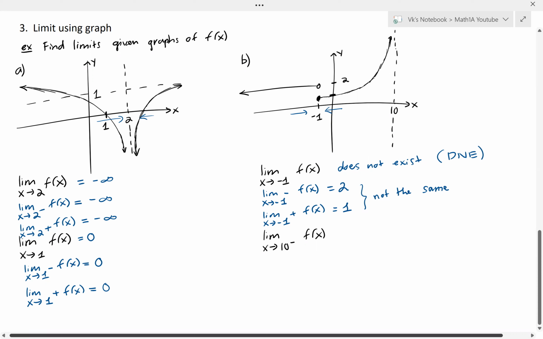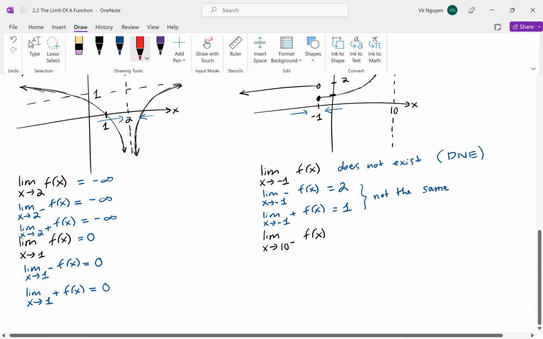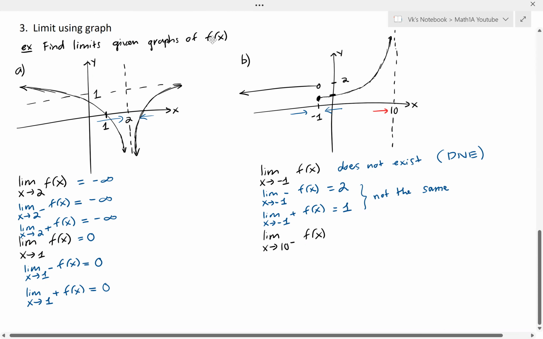Next, limit as x approaches 10 on the left side of f(x). Approaching 10 on the left side is this way. So if you look at the function, it goes up to infinity. Therefore, the limit is infinity.